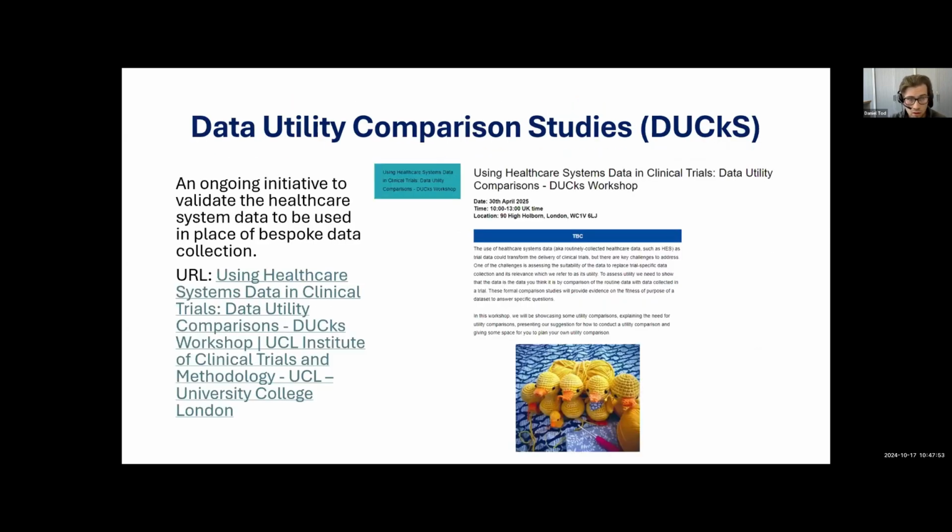And then also, again, the data utility comparisons, the DUX initiative. So this is an initiative being led by University College London. And again, it is looking at whether or not routine data can be used in place of trial data, and it's exploring the data agreement between the two sources. So it's an ongoing initiative with workshops being held early next year if anybody wanted to go. And it's looking at how the different data sources actually match up and whether or not you can use routine data in place of it.